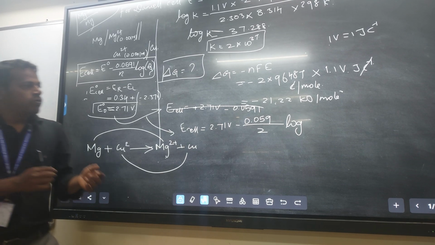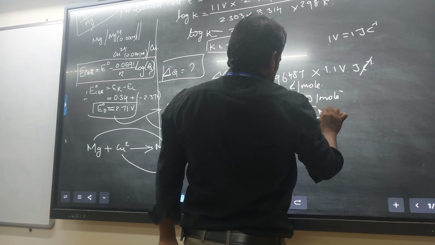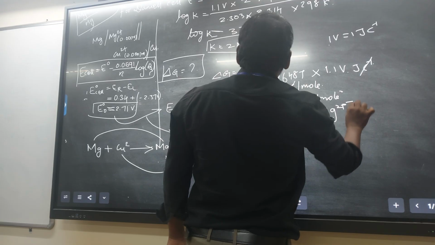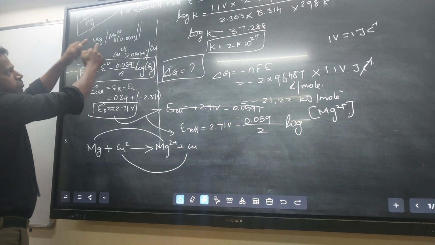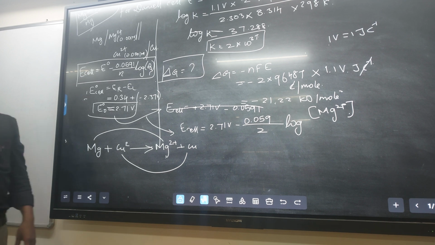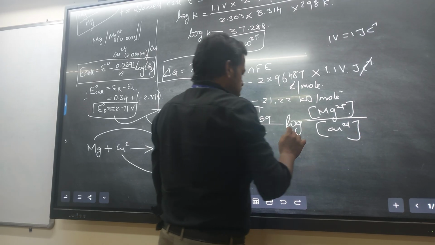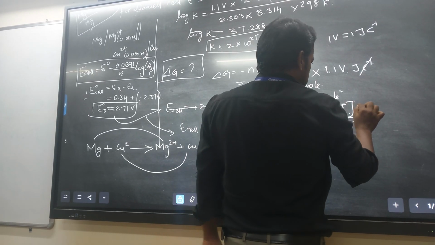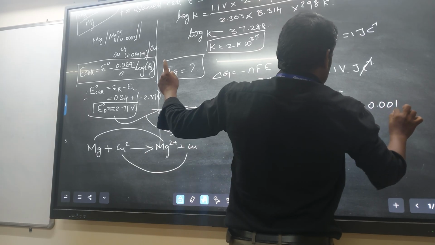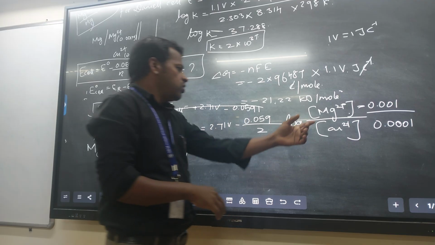To know the product, otherwise we have to write one more step, magnesium 2 plus, because they gave only the concentration of Mg2+. Therefore, 0.01 divided by copper 2 plus, 0.001. That's it, so you find it.